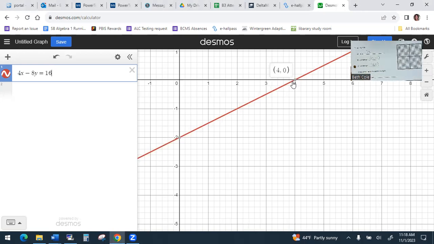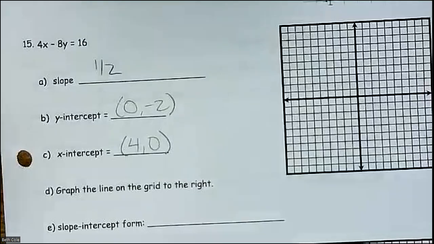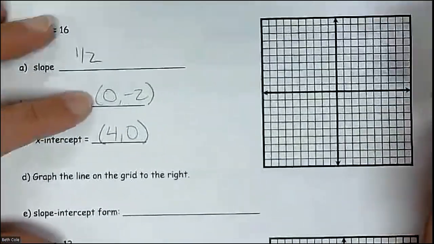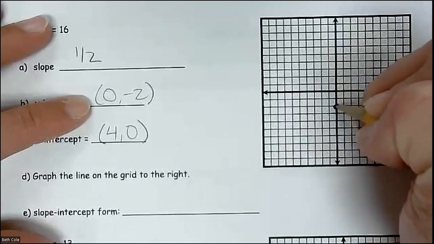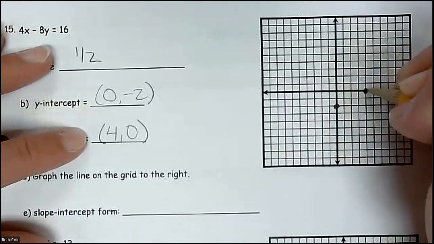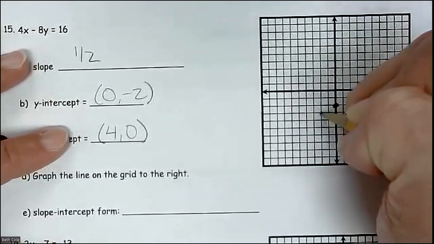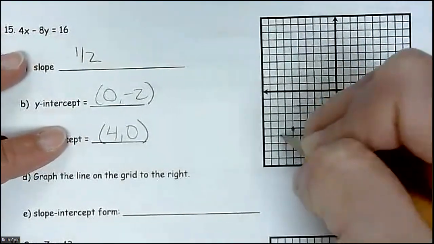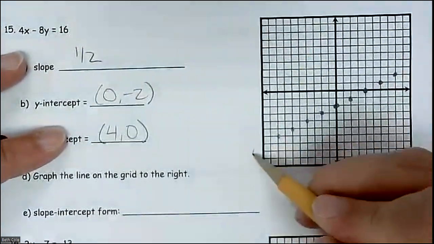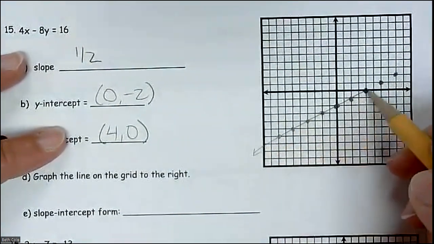And then it says to graph the line. I'm going to stop sharing at that point. You should have written those down. But you can graph those 2 points, 0, -2, and 4, 0, and use your slope of 1/2 to just keep on going. And again, like if you can count to 2, you can do it. Just keep on putting all the points you can.